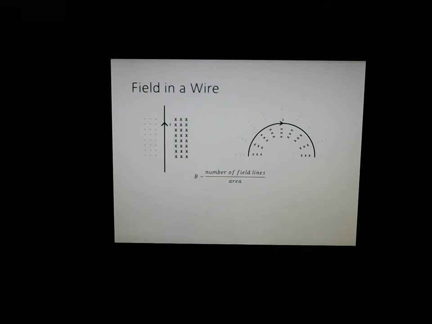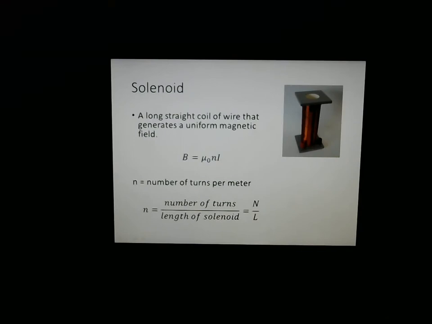Now, there is a formula for this shape. It's not a very complicated formula, but it's not part of the syllabus. What we're interested in is having many of these loops put together. A solenoid is a coil of wire wrapped many times, and it generates a magnetic field. The good thing is this magnetic field is basically uniform. You can calculate the field outside the solenoid, but that's kind of useless and the math is very complicated. We want to know about the field inside the solenoid.